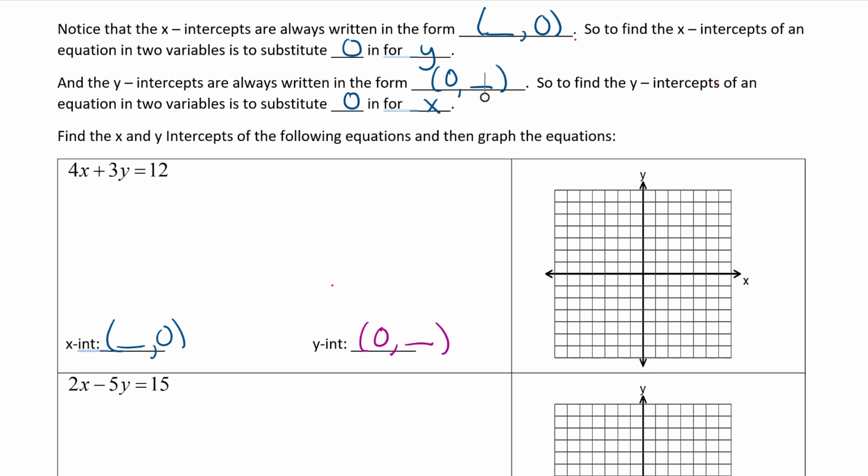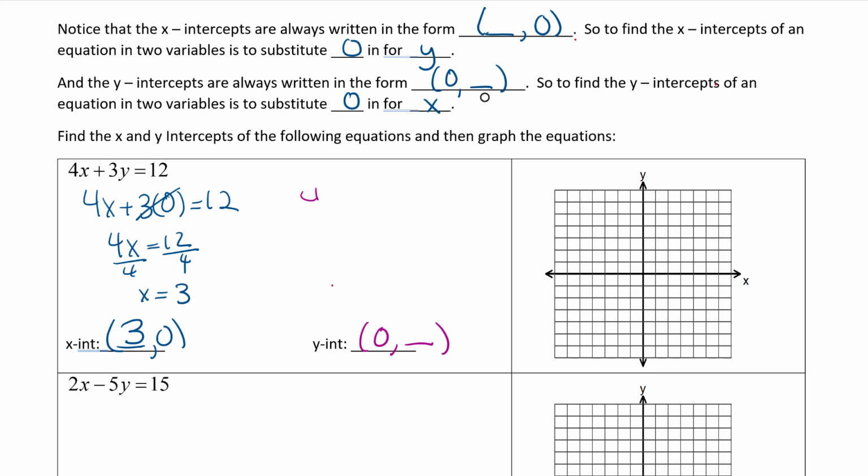So when I'm trying to find the x-intercept, I take 4x plus 3y equals 12, and I'm going to substitute a 0 in for y. I do that to find the x-intercept. So 0 times 3 is 0, so I get 4x equals 12. Then I divide both sides by 4, and I get x is equal to 3. So that 3 can go into the ordered pair in the x spot. Because I plugged in 0 for y, there was an x spot available, so when I plugged in x equals 3, it went into the right spot.